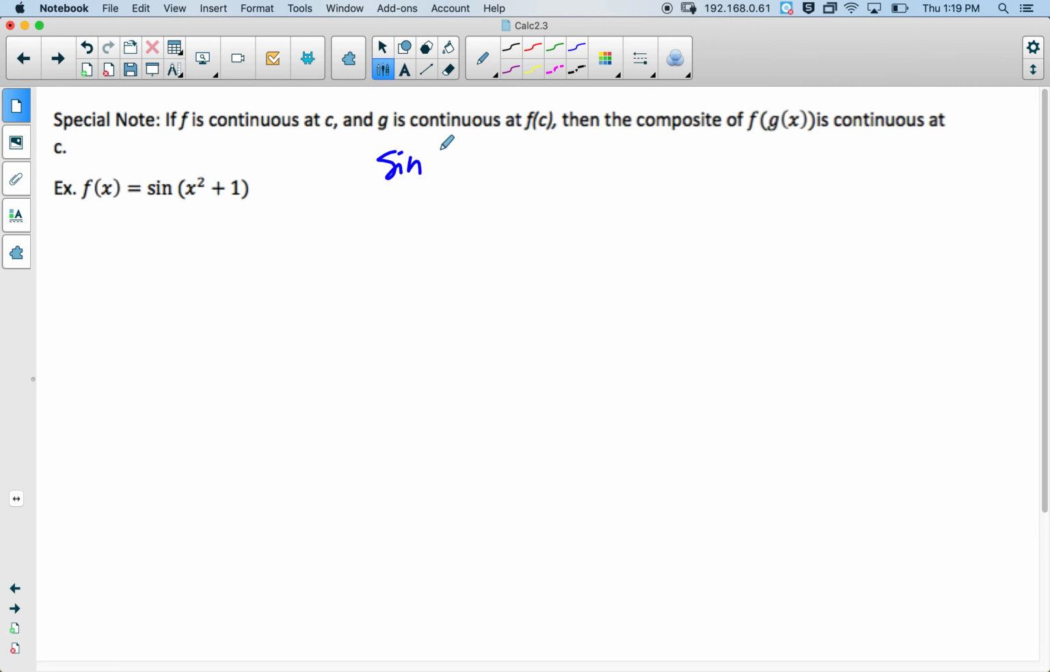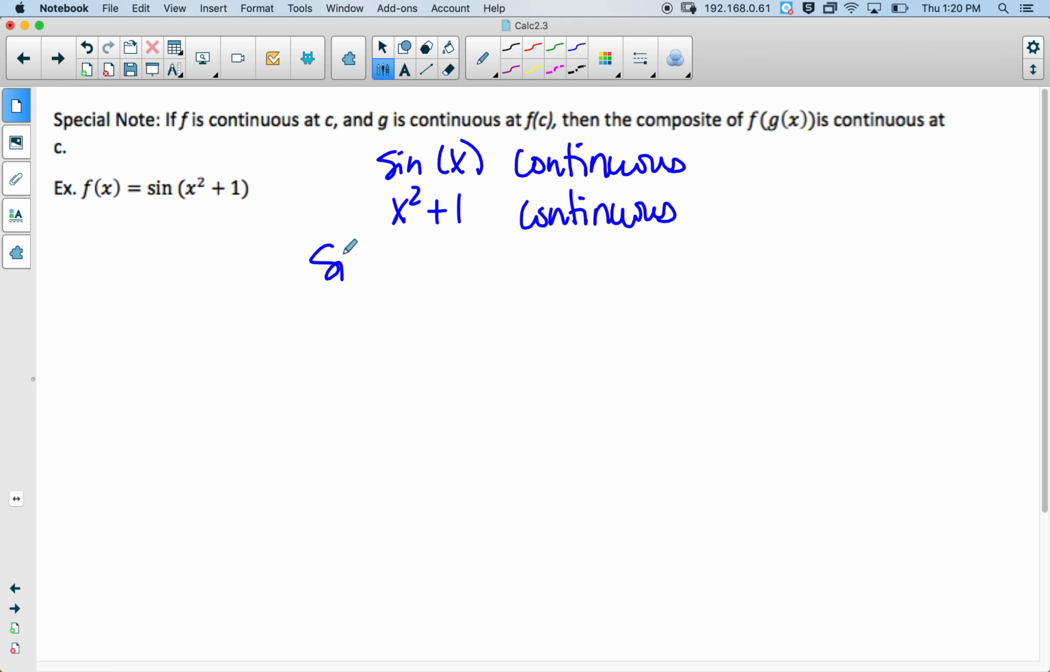So let's think about sine of x, just the outside function. Sine of x is continuous, we know that. Just that periodic function, the domain is all real numbers. And x squared plus 1 is also continuous. And because we know these two components, sine of x squared plus 1 is also continuous. We know that because each of the parts are continuous. We wouldn't even need to use our calculator. We could just know that from each of the parts.